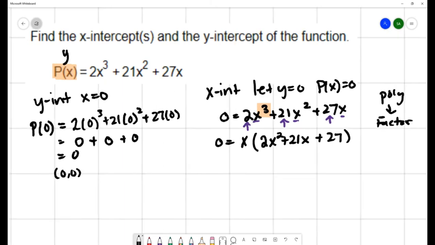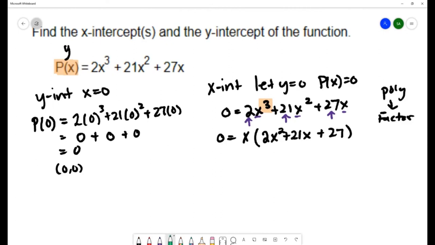Then I want to try to factor more. I want to look inside these parentheses and try to factor 2x squared plus 21x plus 27. That is a quadratic, and there are different techniques for factoring quadratics. I like to use a method that I call trial and error or guess and check. But a lot of people are not comfortable with that method and they prefer a method that is sometimes called grouping. I'll show you a couple different ways that you can factor this.